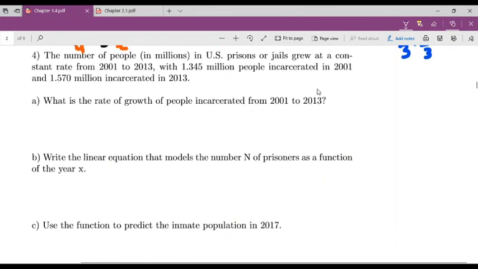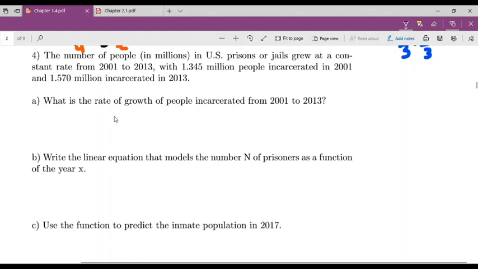Number 4 says the number of people in millions in U.S. prisons or jails grew at a constant rate from 2001 to 2013, with 1.345 million people incarcerated in 2001 and 1.570 million incarcerated in 2013. A says, what is the growth rate of people incarcerated from 2001 to 2013? So it's simply asking for the slope here. So we can find the slope.